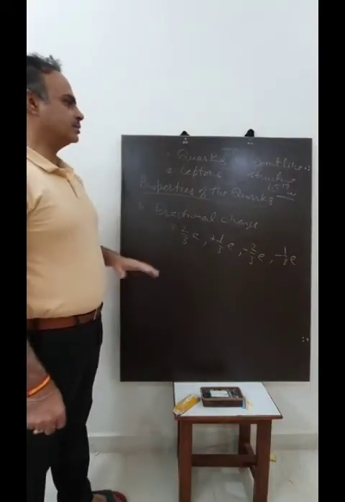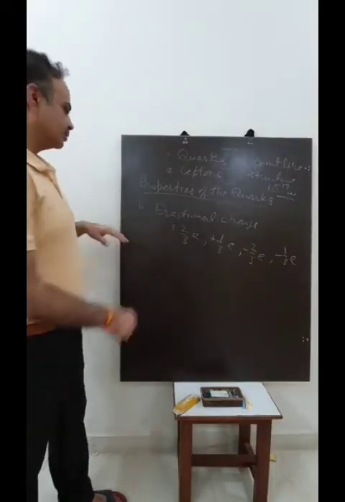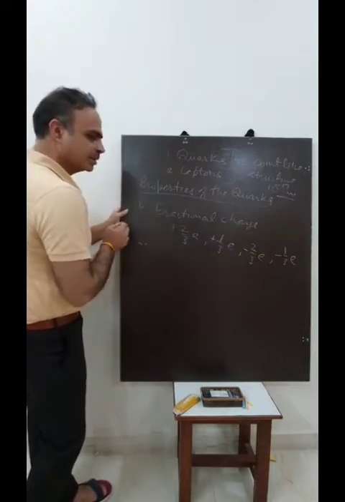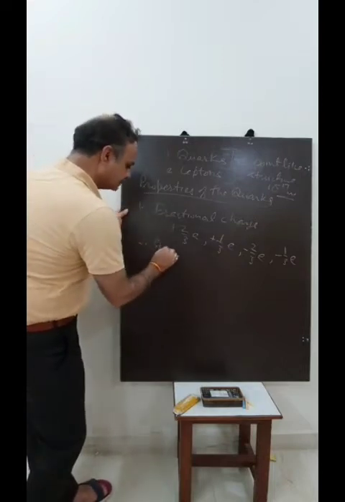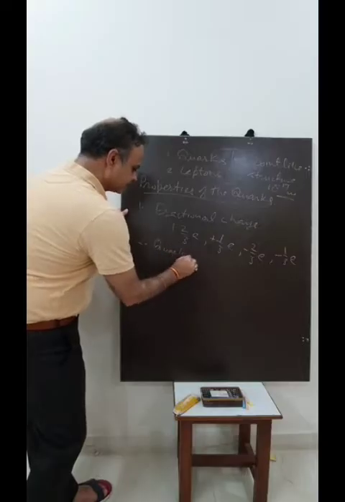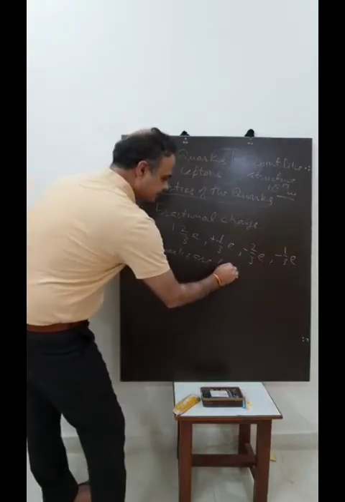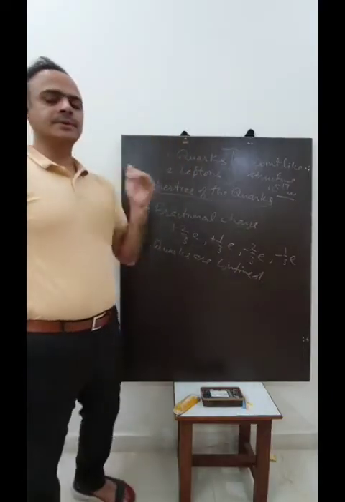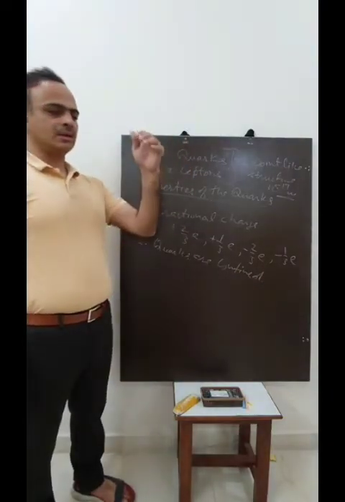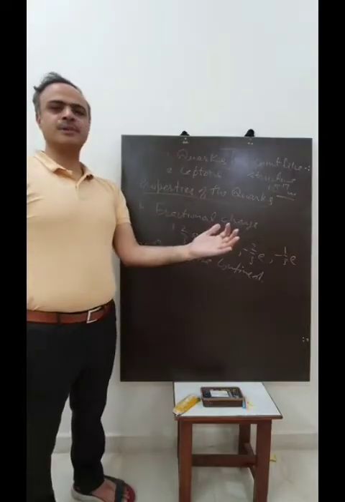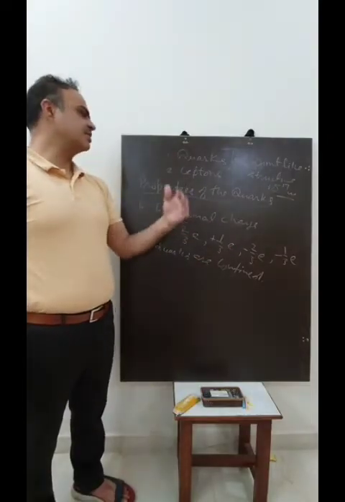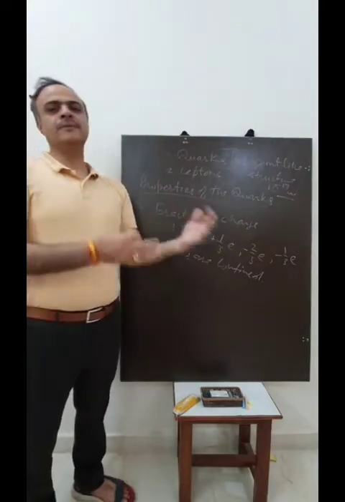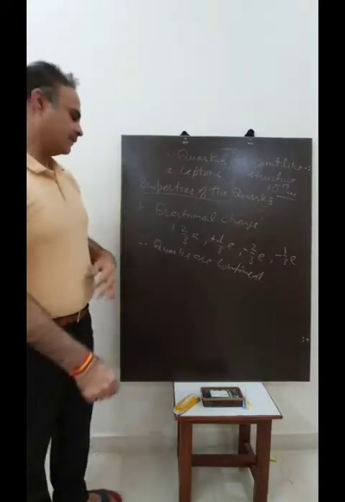So they are very small, and that's why the quarks are called confined. Confined means we can observe the effect of these particles, but we cannot directly see these particles. That's the meaning of the confinement of quarks.